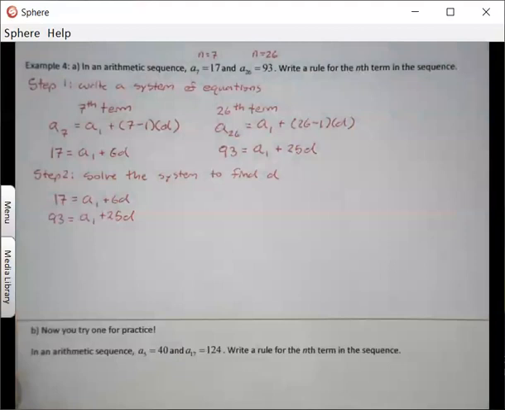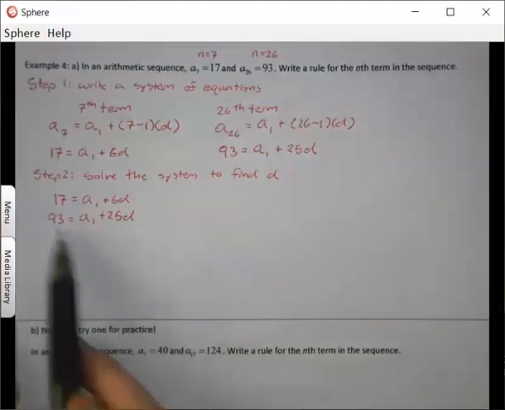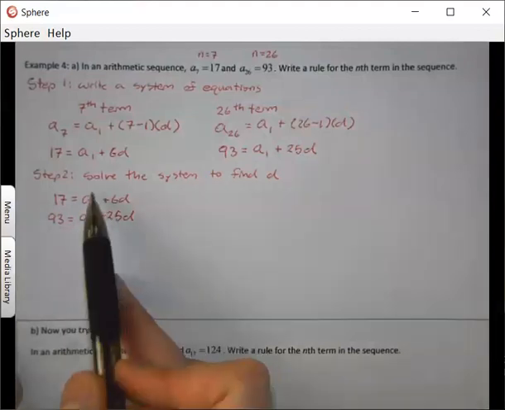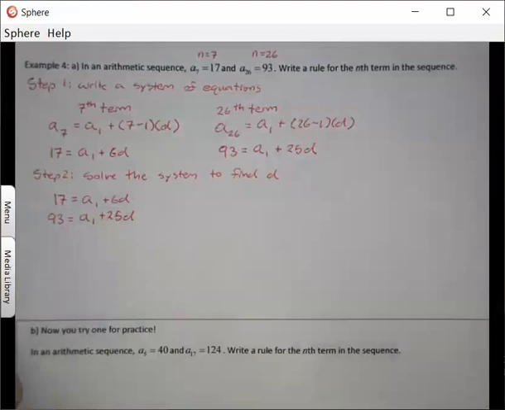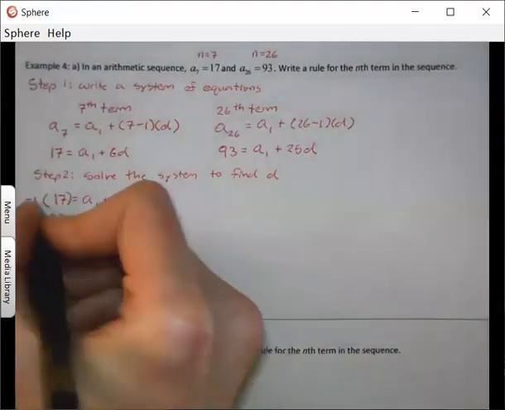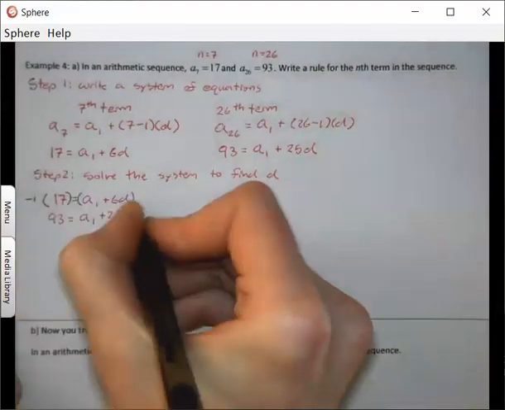So a bit of review. It's been a while since we did systems of equations. We want to either add these together or subtract them to eliminate one of the variables so we can solve for the other. They both have an a sub 1. So I'm going to go ahead and multiply the top by minus 1.